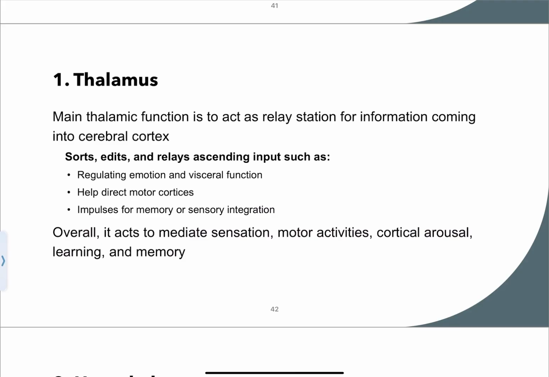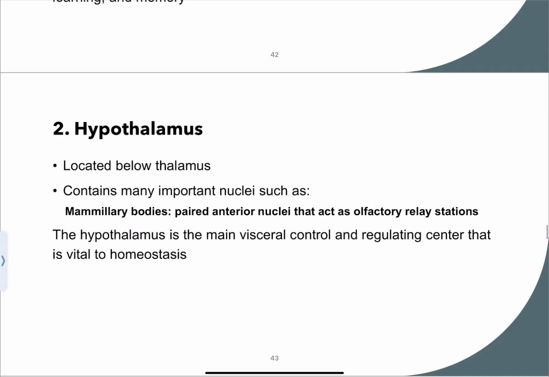Like I mentioned, it's going to help relay information brought in from certain areas to other areas. But it doesn't just act as a relay station, transferring information. It actually is going to sort and edit that information before it relays it. So things like regulating emotion, visceral function, helping to direct motor cortices, and also impulses for memory and sensory integration. So overall, if we're talking about the thalamus, we are talking about acting to mediate sensation, motor activities, cortical arousal, learning, and memory.